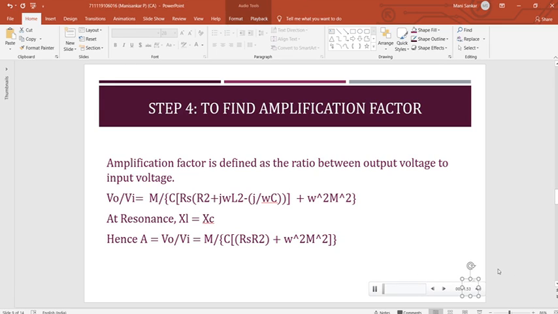In step 4, we have to find the amplification factor. We already know that the amplification factor is defined as the ratio of output voltage to input voltage. In this, V0 divided by Vi equals M divided by C into Rs R2 plus j omega L2 minus j by omega C plus omega square M square. At resonance, XL is equal to XC. Hence, A equals M divided by C into Rs R2 plus omega square M square.